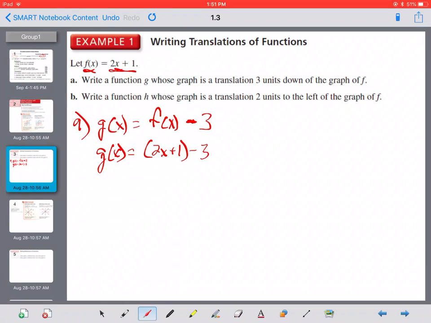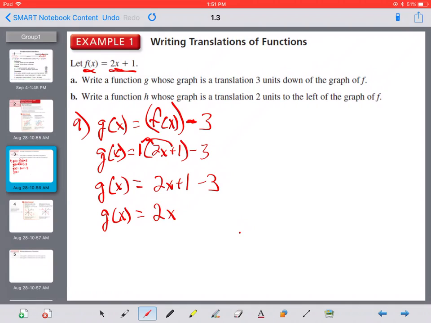I did that because f of x and 2x plus 1 are equal. So I just replaced the whole f of x thing with a 2x plus 1. Now mine is named g of x, and I can get rid of these parentheses because there's nothing to do inside them, and there's actually a 1 out here that I can distribute in. It gives me 2x plus 1. The minus 3 is at the back. The like terms of the plus 1 and the minus 3 leave me with 2x minus 2.